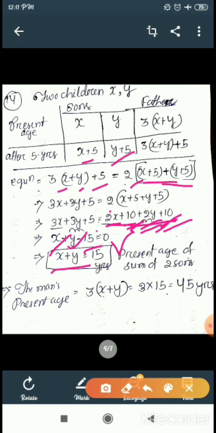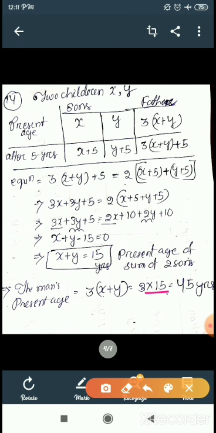So x plus y means the sum of the ages of the two sons. Then what will be the father's present age? Just see, the father's present age is 3 times x plus y. The value of x plus y we got. Then 3 times x plus y is the father's current age. So the father's present age will be 3 times 15, that is 45 years.